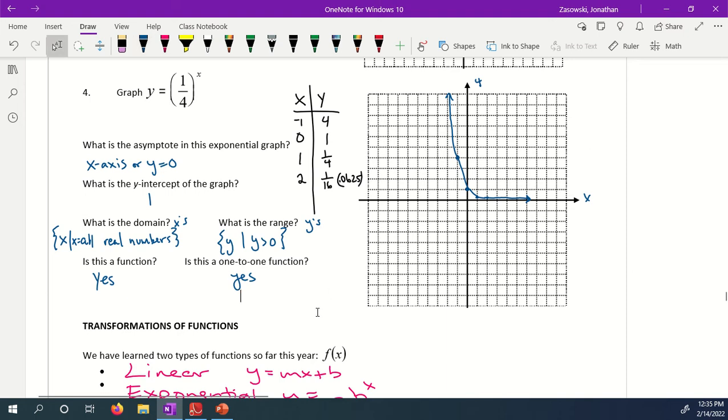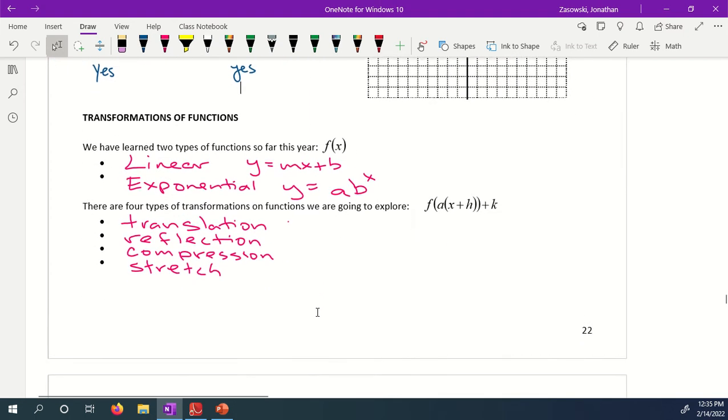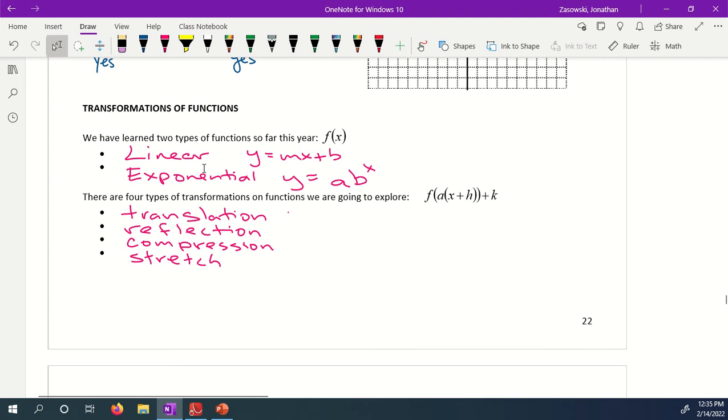All right, so the big thing for today is transformations of functions. So we're going to be talking about how to take a linear and exponential function and how to translate them. We do a translation, it's going to be up and down, left and right, how to reflect them, how to compress them, and how to stretch them. And usually we talk about these compressions and stretches as either being vertical or horizontal.